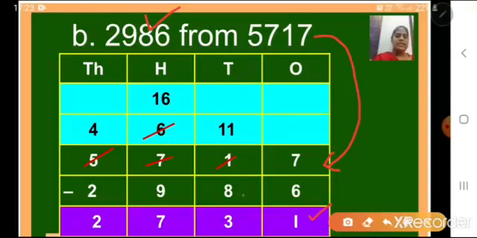Then 1 minus 8 is not possible. 1 will borrow from 7, which is in hundreds place. 7 will become 6 and 1 will become 11. Okay. You know how this 11 came? Because we got 100. 100 is equal to 10 tenths. Right? 10 tenths plus 1 tenth is equal to 11 tenths. Okay? So here we are writing 11. 11 minus 8 is equal to 3.